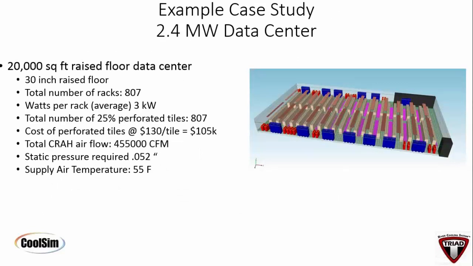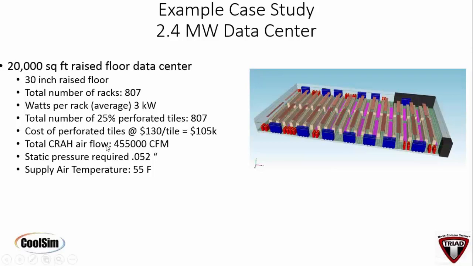So we did a quick study here on a 20,000 square foot data center. This was a 30-inch floor. A total number of racks here, 807. 807 tiles. And the costs here are right around $105,000 for the tiles, assuming they are about $130 a piece, which was math you had, not me, but that's a pretty fair number, you think, for the tiles, Gary? Right. It's pretty close to suggested sell price.